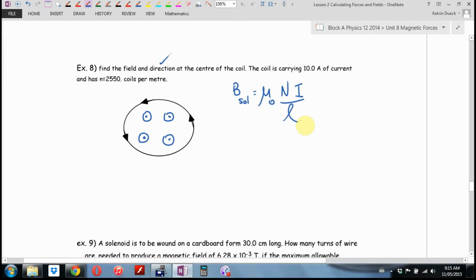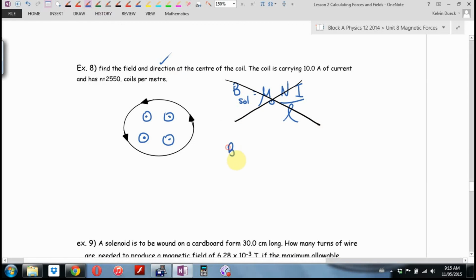Did they give us the current? Yep. Did they tell us how long the solenoid was? No. So cross that one out. There's a second version of this equation.